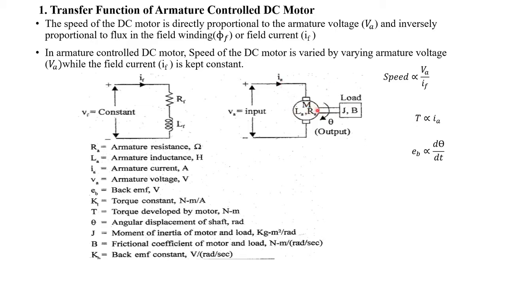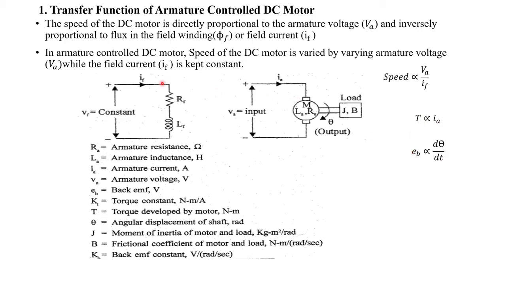While the motor is rotating, there will be a generation of back EMF, represented by EB. This back EMF will be directly proportional to the angular velocity of the motor. This is also a derived result, that is back EMF EB will be directly proportional to the rate of change of angular displacement, that is nothing but angular velocity. These two relations you have to remember. That is for DC motor.